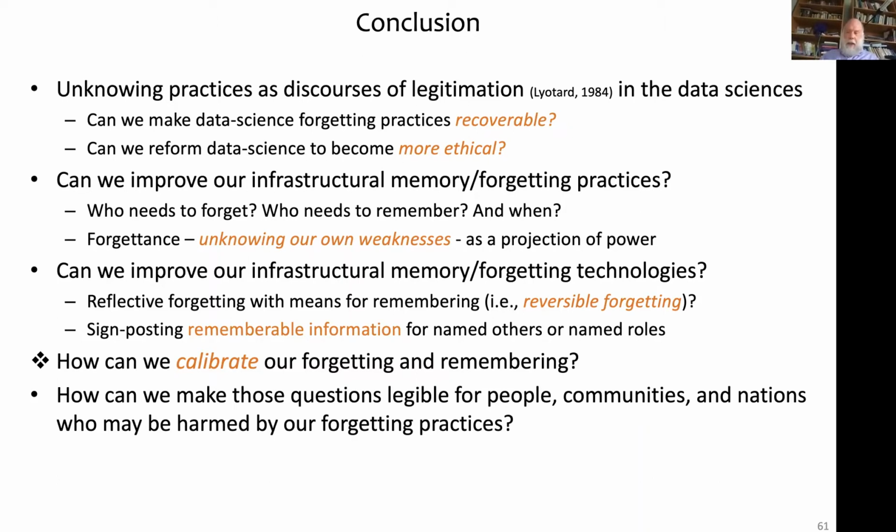If we think of this from the technology side, how can we create much better records of how we change the data? And can we make those records in such a way that we can reverse the changes and reconsider whom we omitted or what kind of data we decided not to record about someone? And can we signpost the rememberable information for other people who may need it more than we do? Ultimately, the question is, how can we calibrate our forgetting and remembering so that they do what we want them to do instead of, I would claim, what they're doing now?